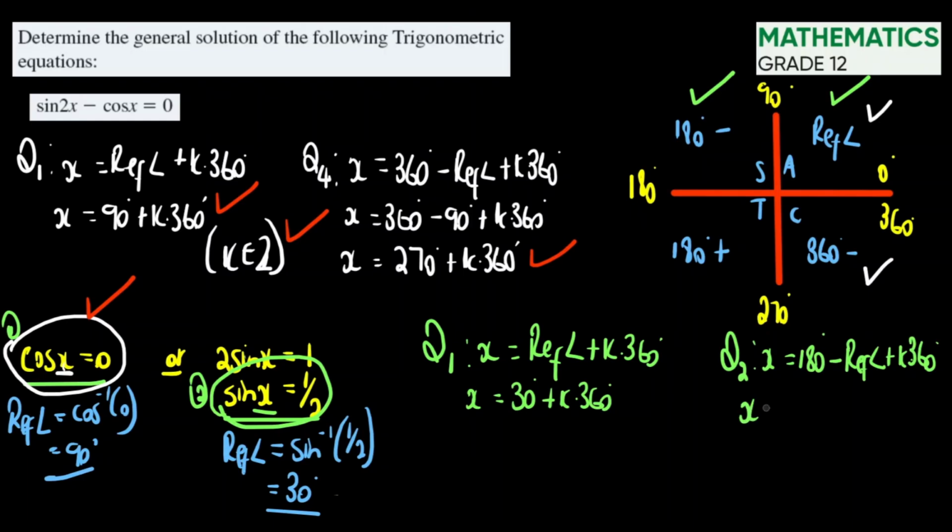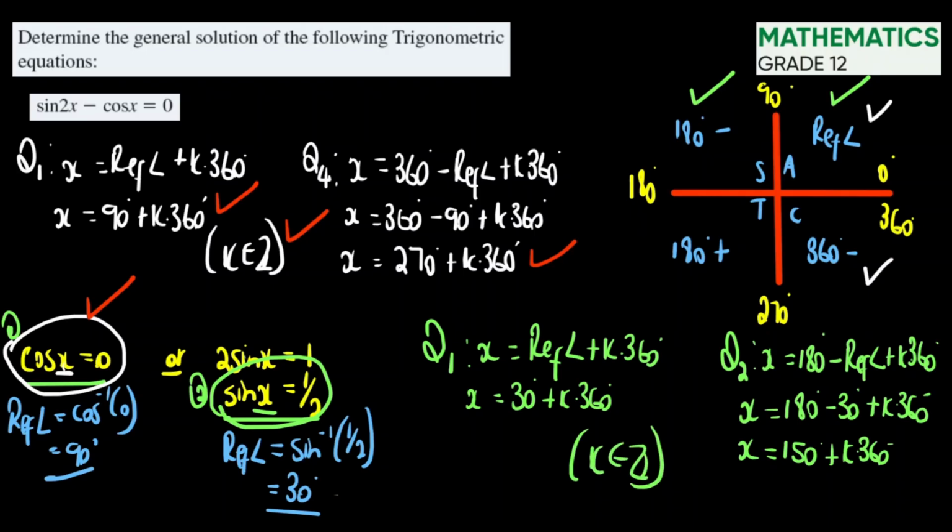Then we move on to the next. Quadrant 2 will be 180 degrees minus 30 degrees plus k times 360, where x will be 180 minus 30, which is 150 degrees, plus k times 360 degrees, where k is an element of Z. And these will be our solutions. And that's how you factorize something as complex as a double angle minus cos equals 0, and then you find the relevant general solutions.